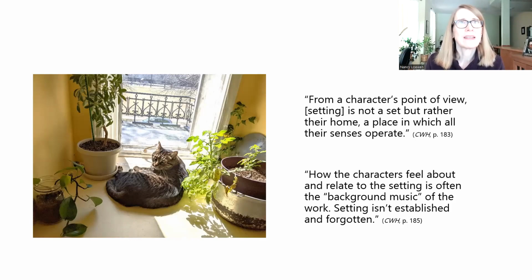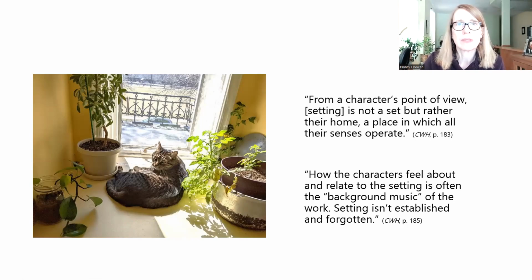I think that is something that if you keep it in mind, it will help you make your characters real. If you think about what they are actually experiencing, pretend they're real. What are their senses telling them? Here, how the characters feel about and relate to the setting is often the background music of the work.